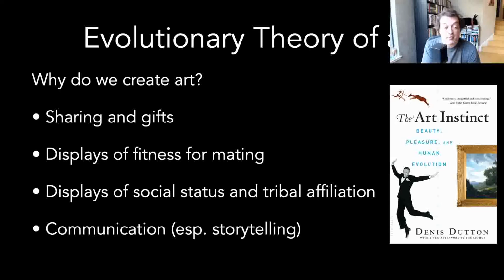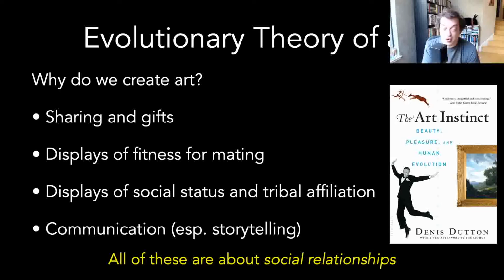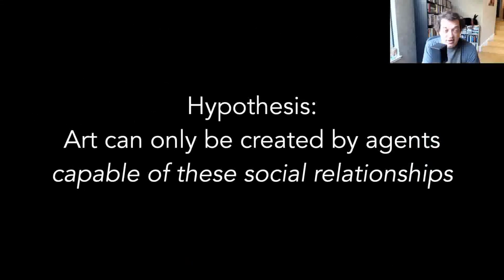And all of these, especially the first three, are things that are about our social relationships. They are things that we do to influence how people feel about each other, to please our friends and family, to show affection, to show status or dominance, and so on. And so I hypothesize that art is something that can only be created by agents with whom we are in, or can have, these social relationships.